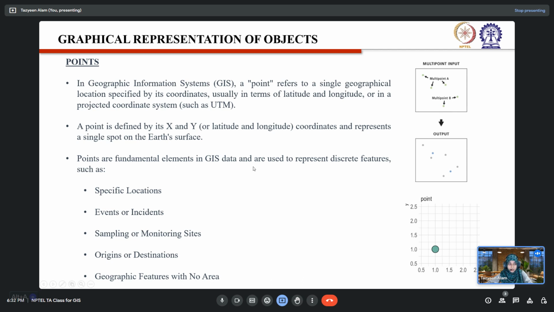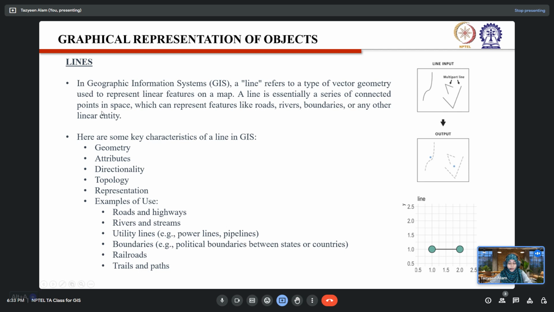Points are fundamental elements in GIS data and are used to represent discrete features such as specific locations. It can be maybe a home address, events or incidents. Maybe this was the epicenter of an earthquake, right? Then it can be sampling or monitoring sites, maybe the origin of my mining site, or an origin or destination. Maybe this is where my journey started or where my journey ended. It can also be a geographic feature with no area. Maybe there is a tree which is 100 years old and it has this specific location on the Earth's surface.